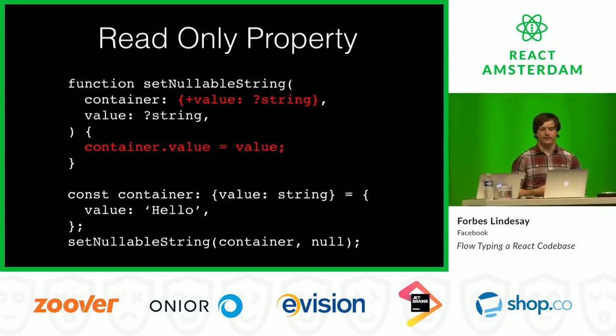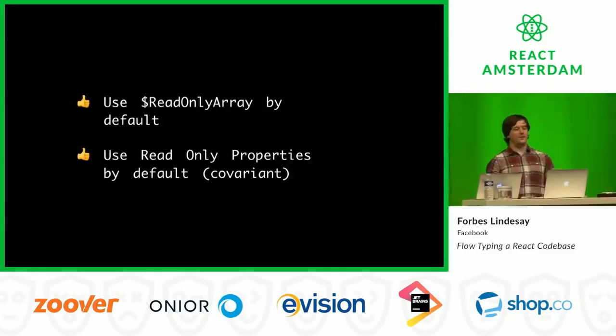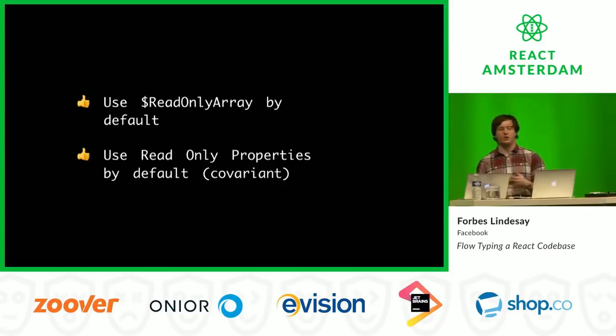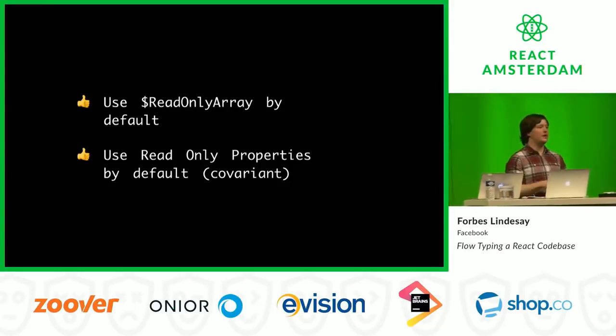So based on this, two recommendations. Use read-only array by default, and use read-only properties by default. It will make the errors you get from Flow match what you would expect to see. So it'll make them quicker to fix, because if you were expecting the array to be writable, you can just replace it with a mutable array, problem solved. And if you were expecting it to be read-only, then you've just found a bug in your code.